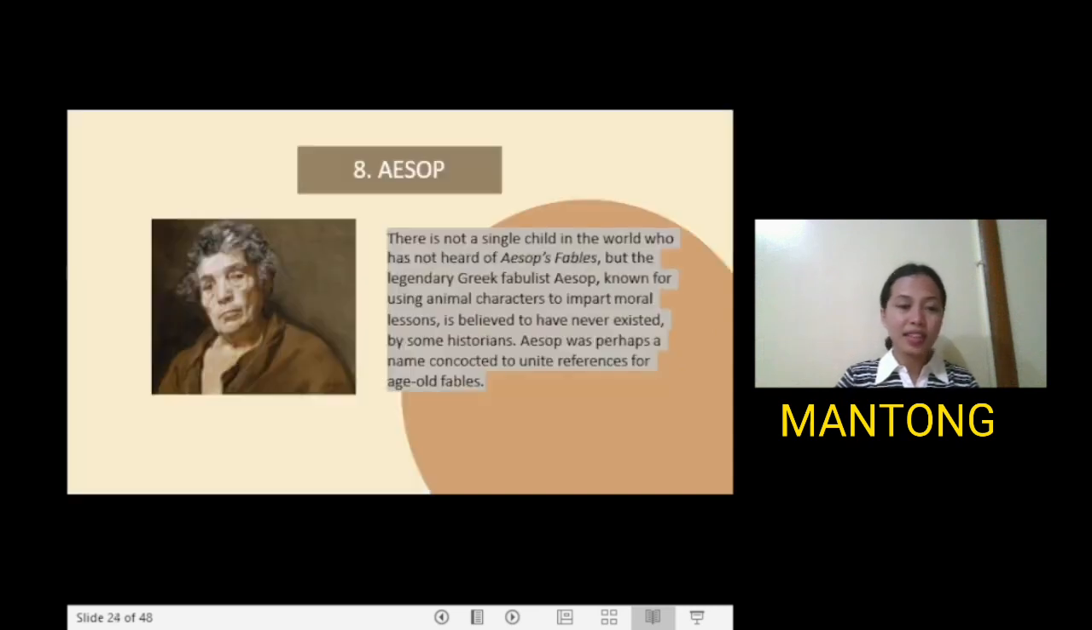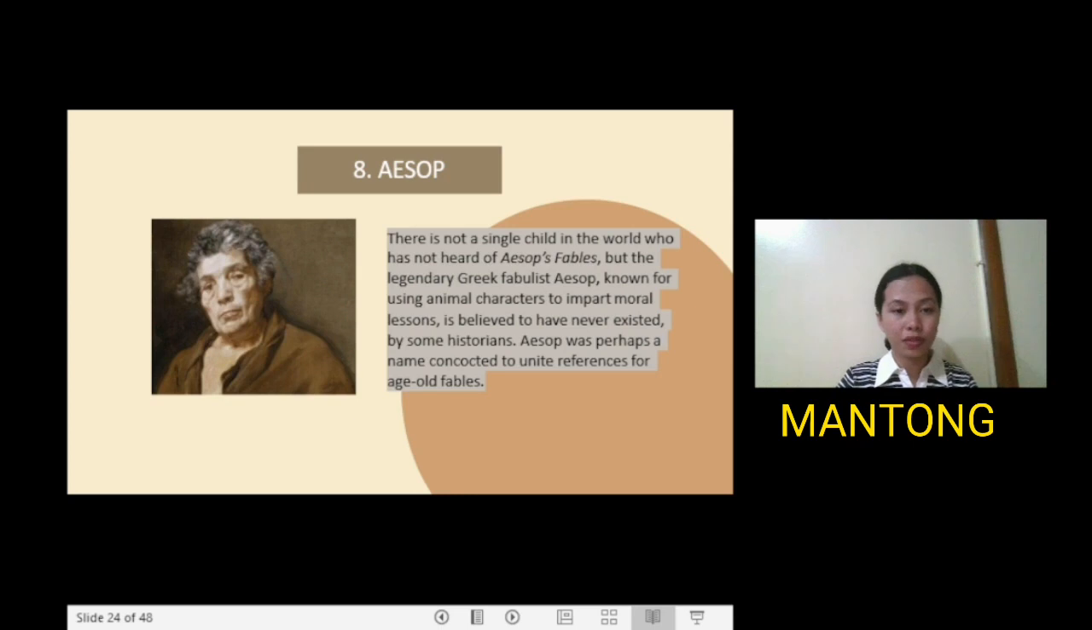And for the eighth in the list, we have Aesop. There is not a single child in the world who has not heard of Aesop's fables, and that's true. But the legendary Greek fabulist Aesop, known for using animal characters to impart moral lessons, is believed by some historians to have never existed. Aesop was perhaps a name concocted to unite references for age-old fables.